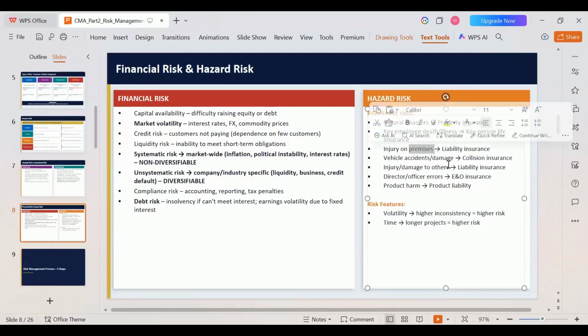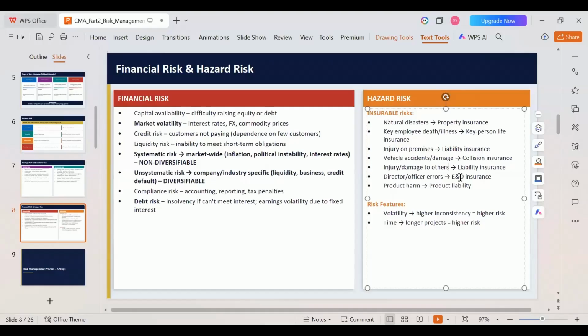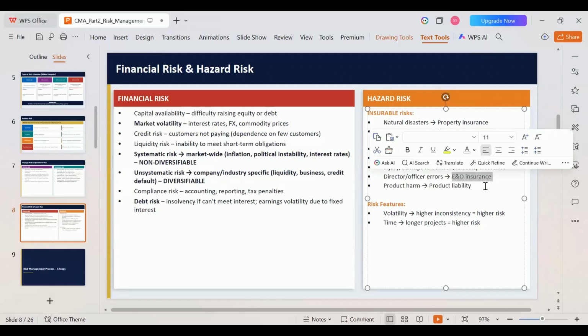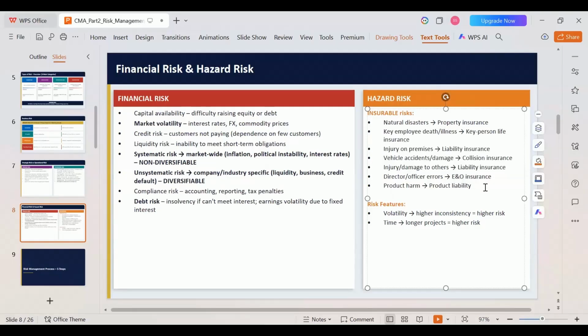Then comes vehicle accidents and damages. Collision insurance can be purchased. Then injury or damage to others, again liability insurance. Then comes director or officer errors. We call it E&O insurance. It is nothing but errors and omissions insurance. Then comes product harm, for which product liability insurance can be purchased. One thing you need to focus on here is that any given risk you will be easily able to insure, such type of risk you call hazard risk.